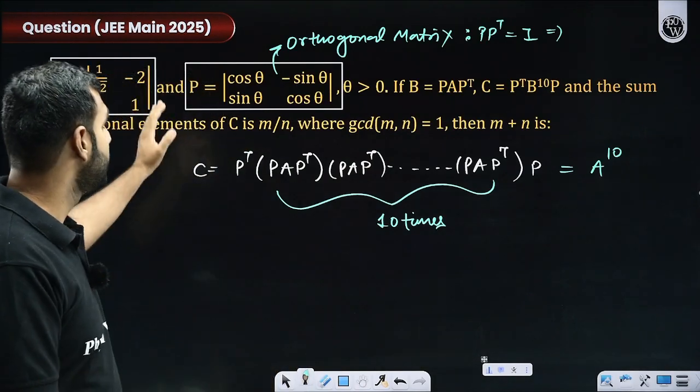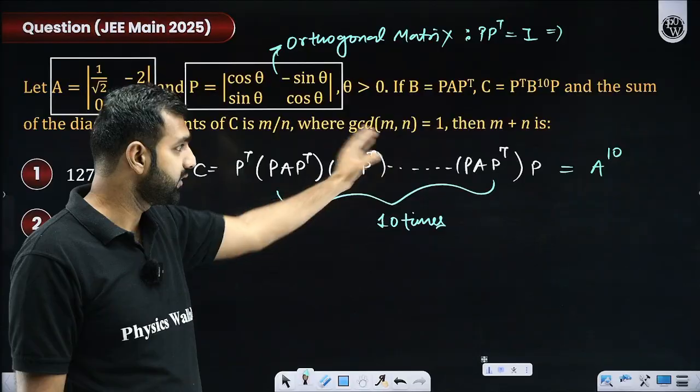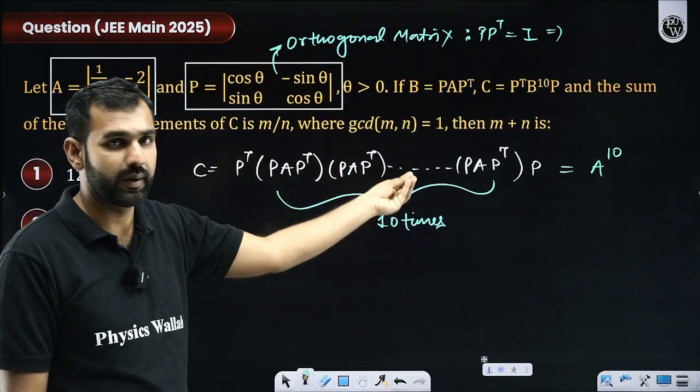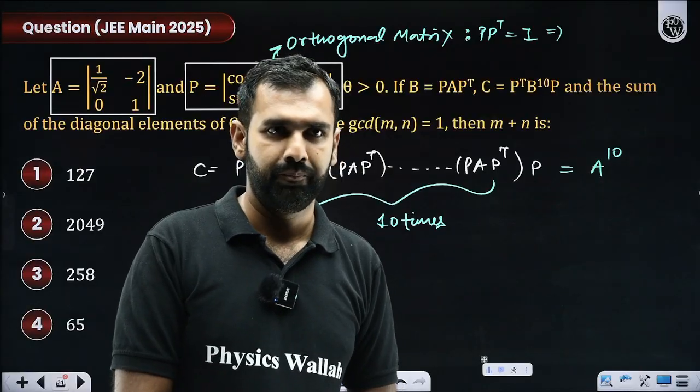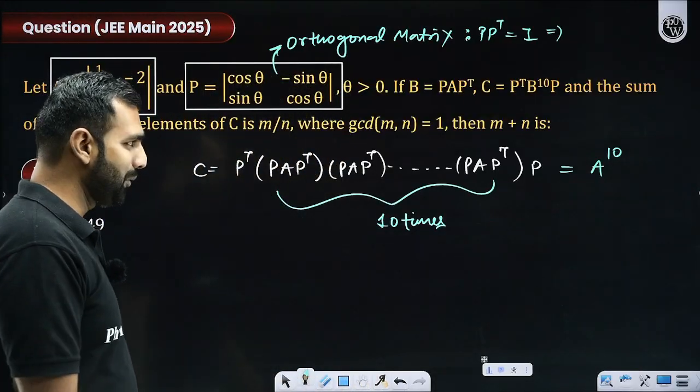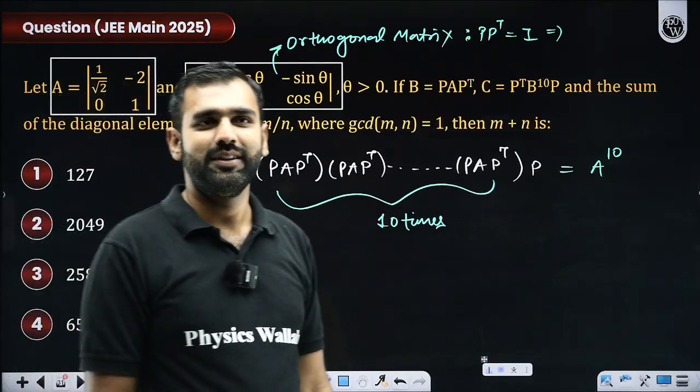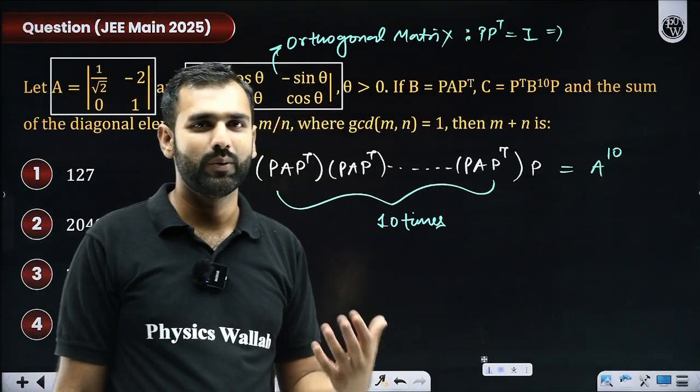Sorry, it's not P. If you crack this B here, sorry, C here, so this C is nothing but simply A to the power 10. A very, very simple, straightforward, doable question so far. Now what? I think the job is done. The job is absolutely done.